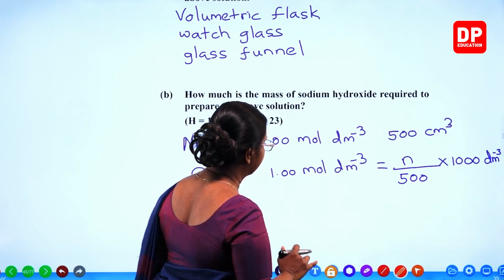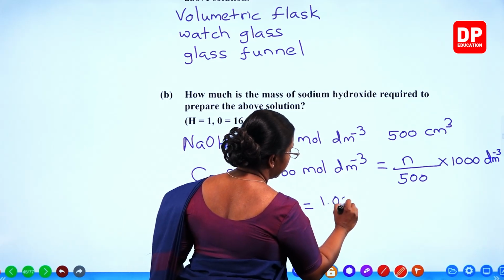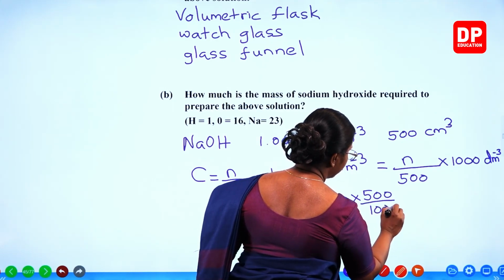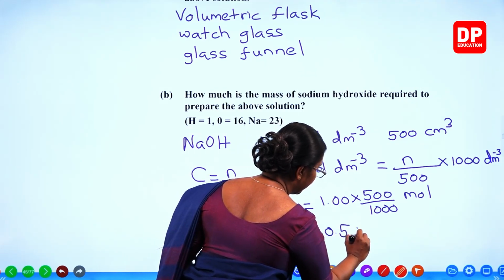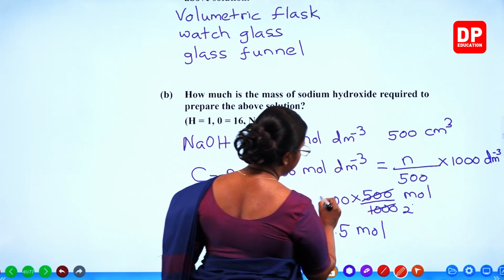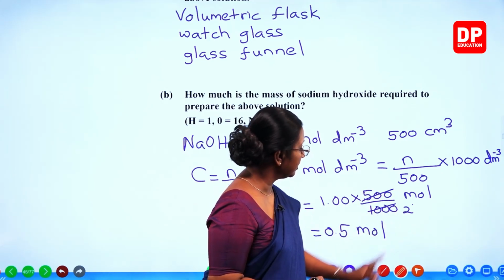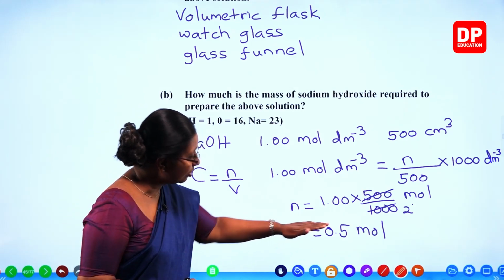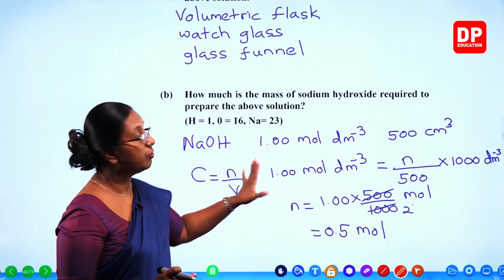So then you will get the answer when you rearrange it into 500 divided by 1000. That would be the number of moles. So that is going to be 0.5 moles. When you simplify this and this, 2. So when you divide 1 by 2, 0.5. Or you can simplify using the decimals also. 5 divided by 10, 0.5. So either way, you will get the answer as 0.5 moles. That is the number of moles necessary.